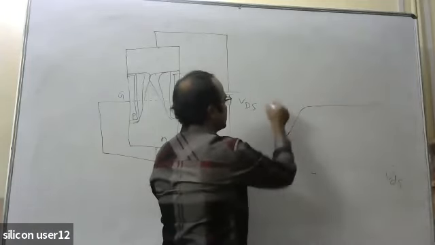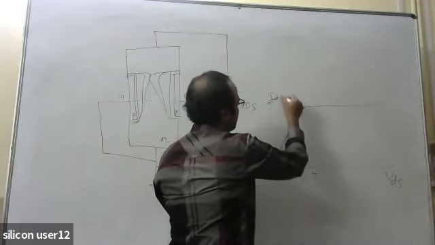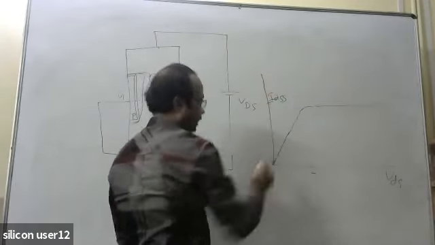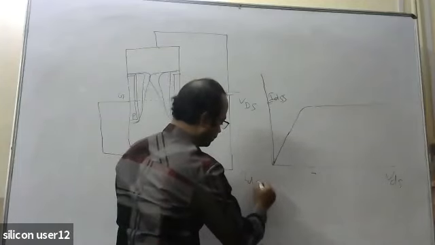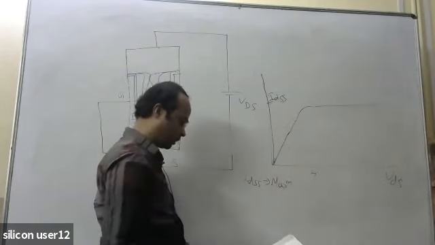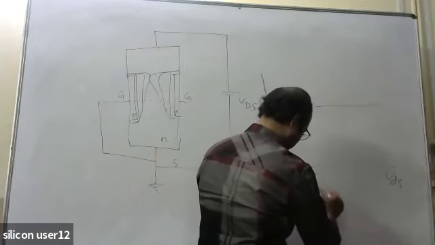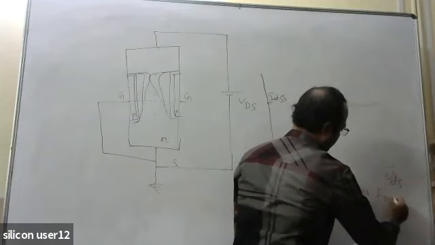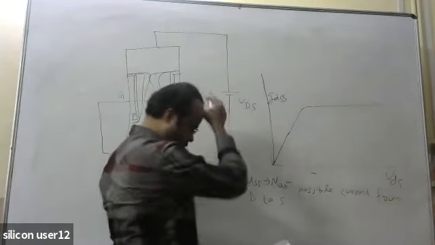So this current is known as IDSS. You can write down: IDSS is the maximum possible current from drain to source when VGS is 0.